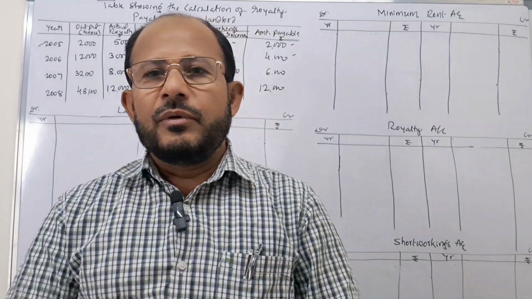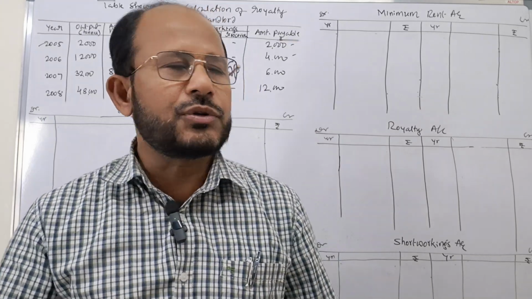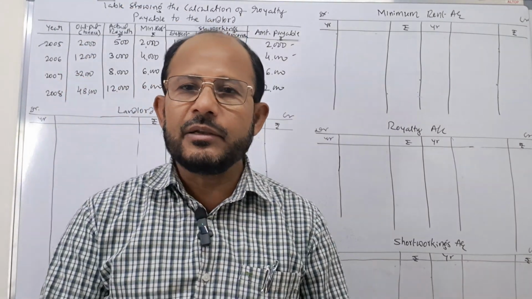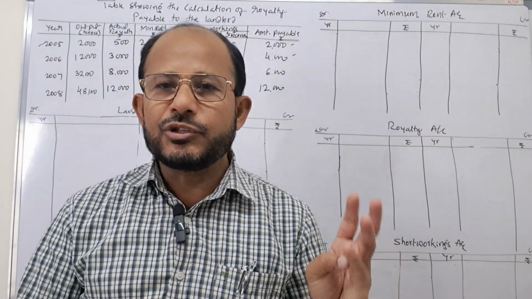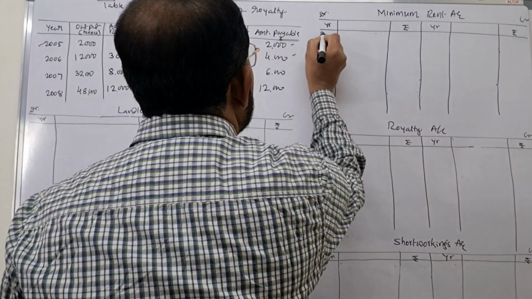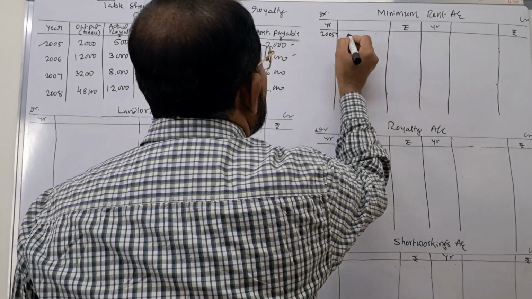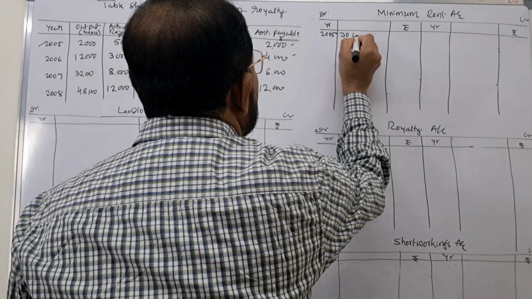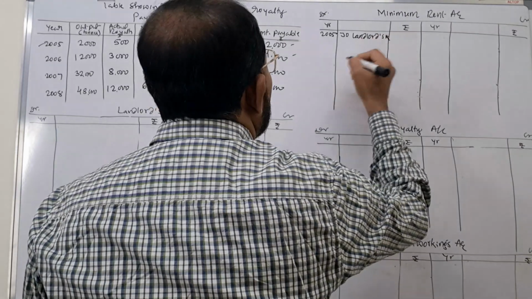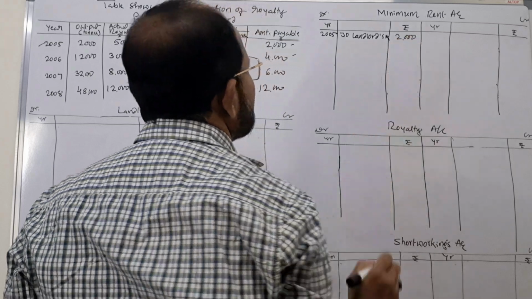Otherwise, minimum rent account will not be prepared in the years when there is no short working. Okay, what is the journal entry? First journal entry, just now I explained. Minimum rent account is to be debited and the landlord account is to be credited. In the year 2005, when the minimum rent amount is payable to the landlord, here I write minimum rent account is debited to landlord's account with the amount of minimum rent. Minimum rent is rupees how much? 2000.